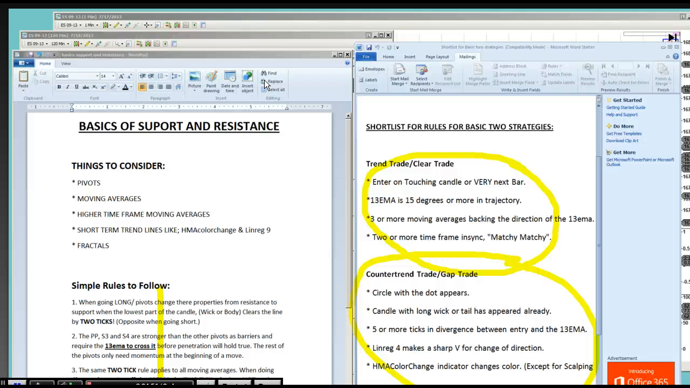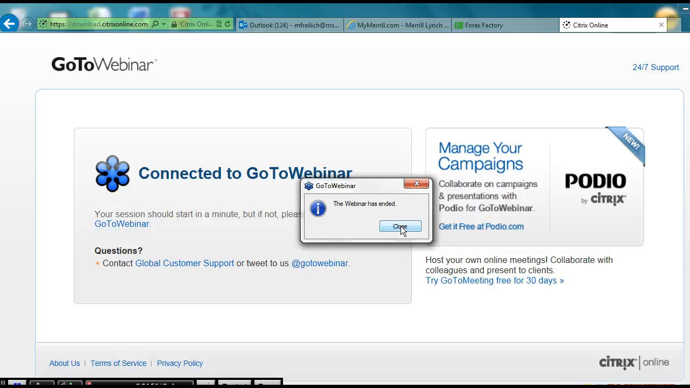The organizer has ended the session, and this call will be disconnected. Goodbye.